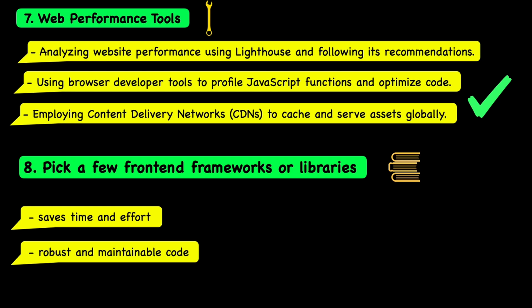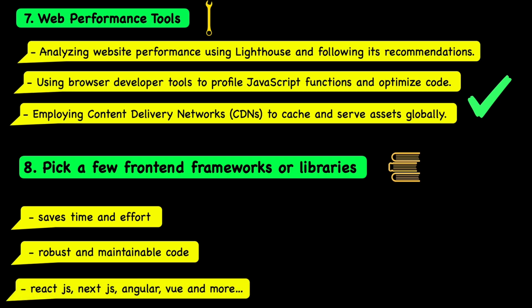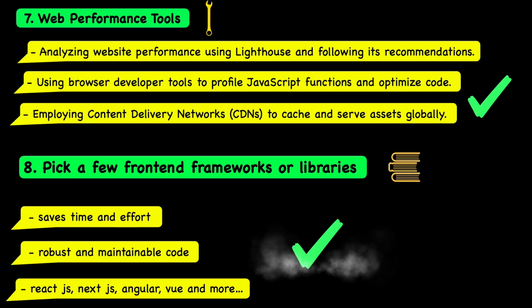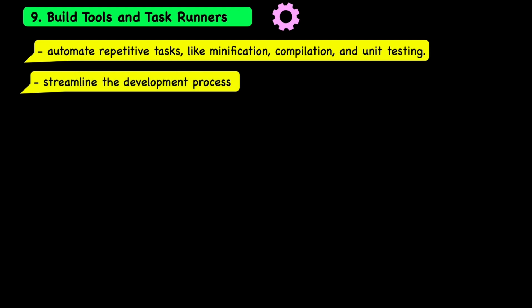Some popular frameworks and libraries include React.js, Next.js, Angular, Vue, and so on. Pick one based on your preferences. Then you should also know about build tools and task runners. These tools automate repetitive tasks like minification, compilation, and unit testing. They streamline the development process, making it more efficient and ensuring that the final code is optimized and error-free.